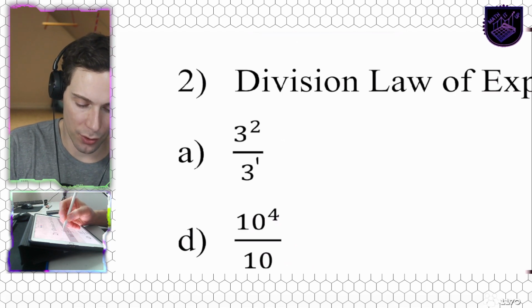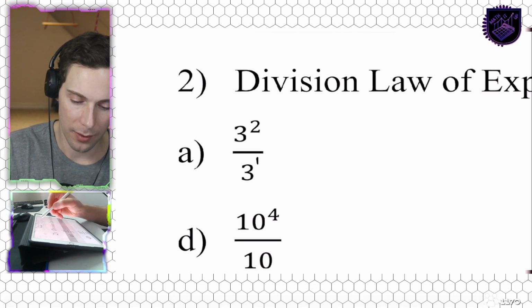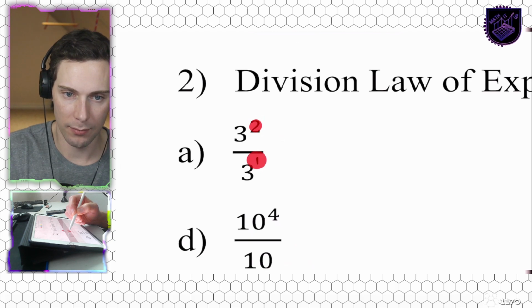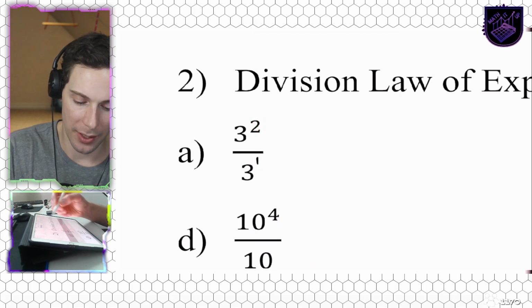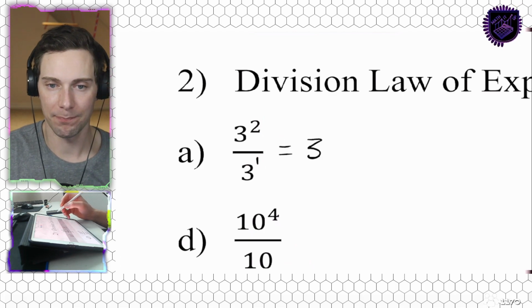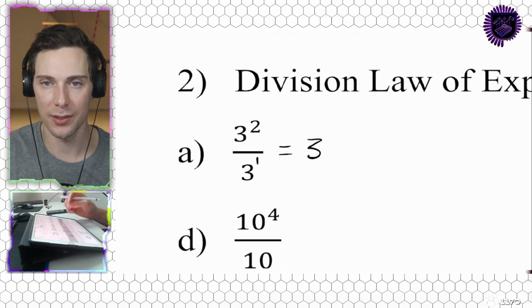What's 2 minus 1? 1. And how do we write 3 to the power of 1? We just write 3. Right? We don't write 3 to the power of 1 because we don't need to. It's just 3.